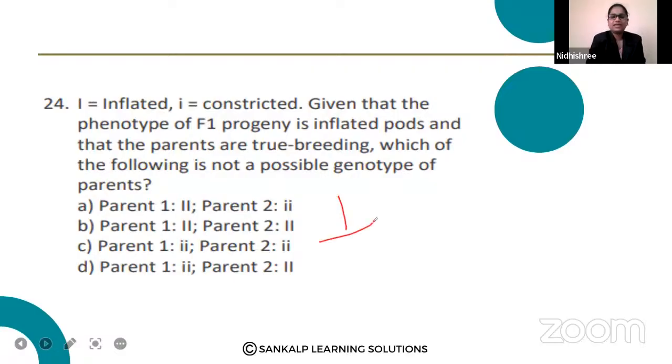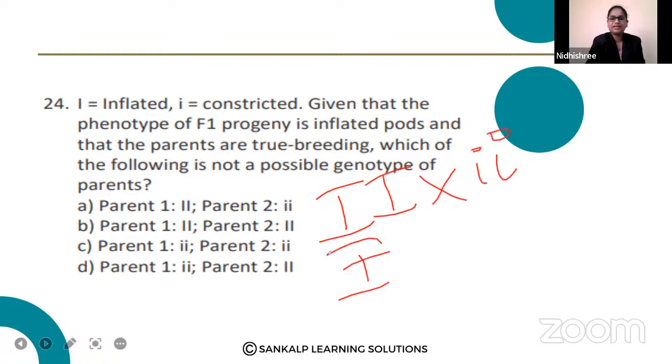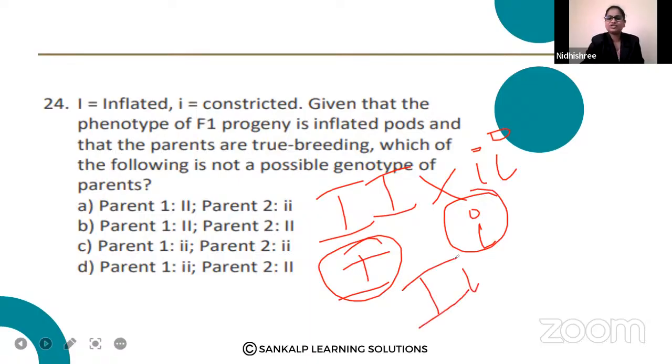When it crossed with I, looking at the first option, we will get gametes as one capital letter I and another small letter I. So when fertilization occurs in the F1 generation, we will get II, where all the plants will be having the inflated form because inflated is dominant.